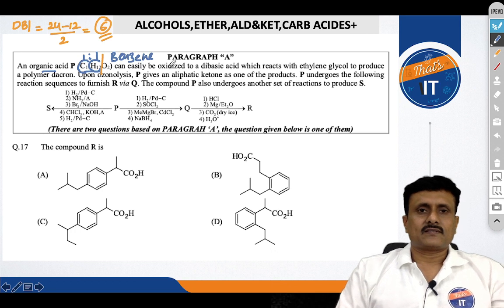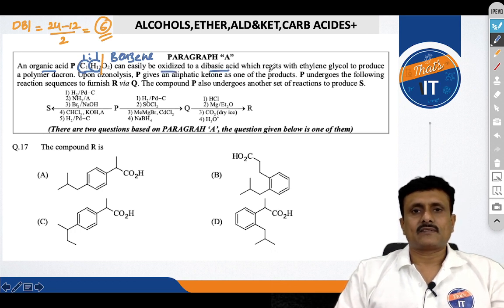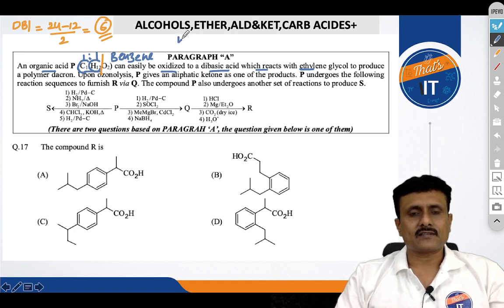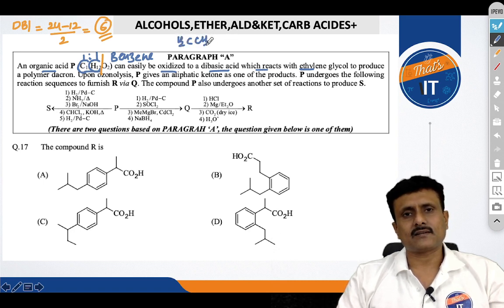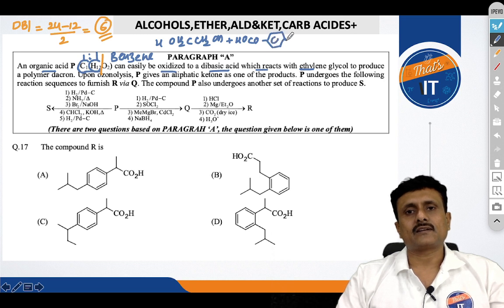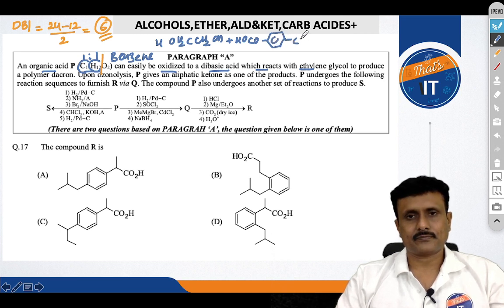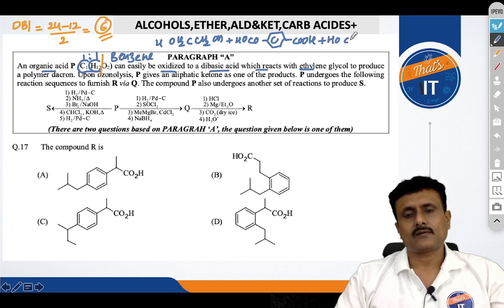You can see that this can be easily oxidized to a dibasic acid which reacts with ethylene. You know that you have studied, isn't it, in polymers? So this is slightly combining with the polymers also. You can see that when I take terephthalic acid and treat it with ethylene glycol, condensation will take place to give you what? Dacron, right?